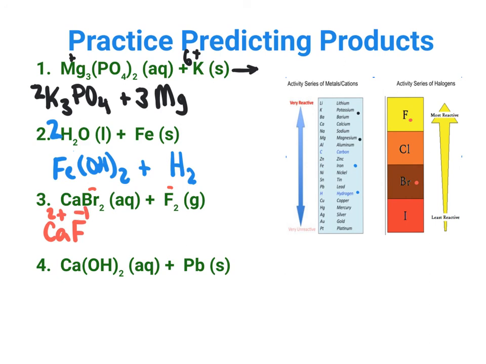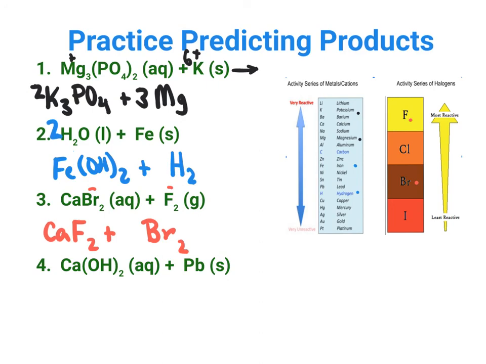When I crisscross, what I'm left with is the compound CaF2. And then I'm left with Br by itself, but Br is also one of those diatomic gases, so it gets a 2. And then this is already balanced for me. I don't have to balance it.